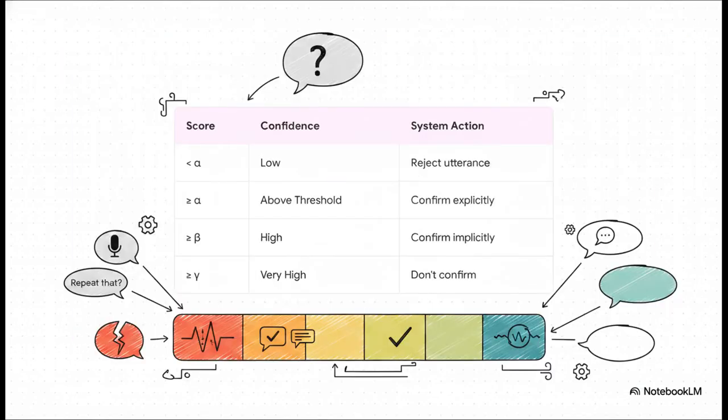To figure out how to handle this without driving you crazy, the system relies on a tiered confidence threshold. The speech recognizer literally scores its own confidence in what it heard. If it's totally lost, below the alpha threshold, it admits defeat and asks you to repeat. If it's fairly confident, it confirms explicitly. Higher confidence gets an implicit confirmation. And if it's crystal clear, above the gamma threshold, it just accepts the info and moves on without even asking.